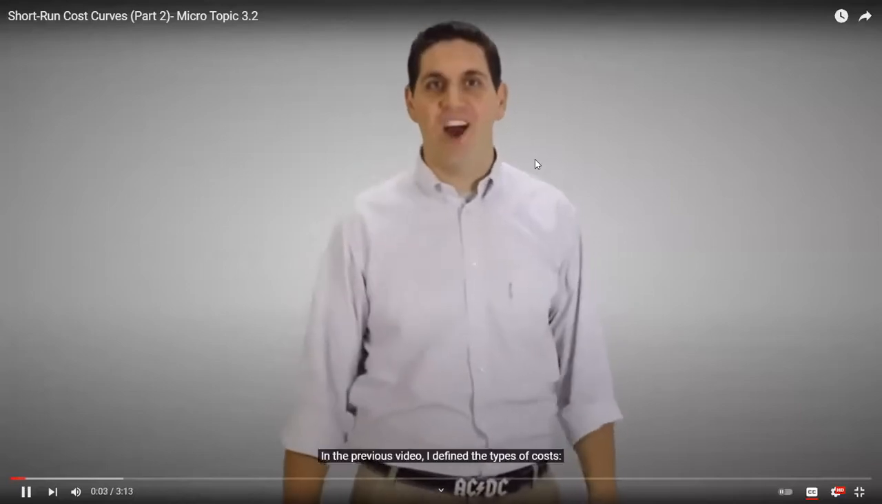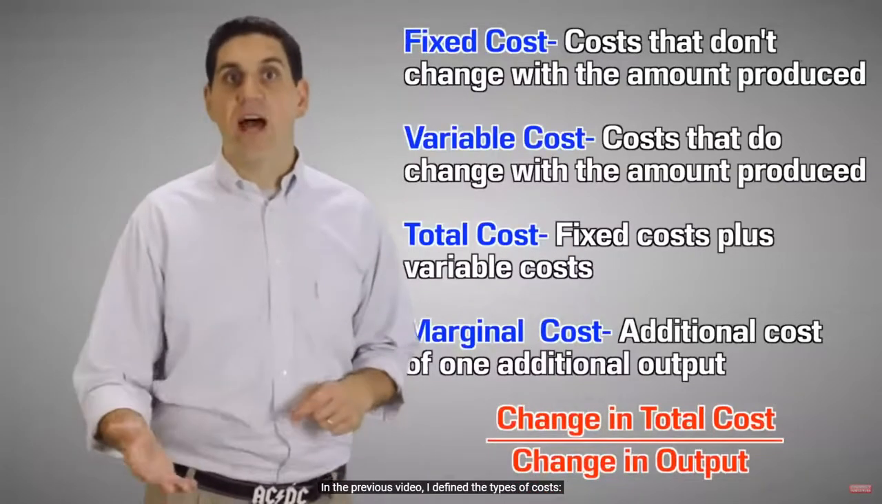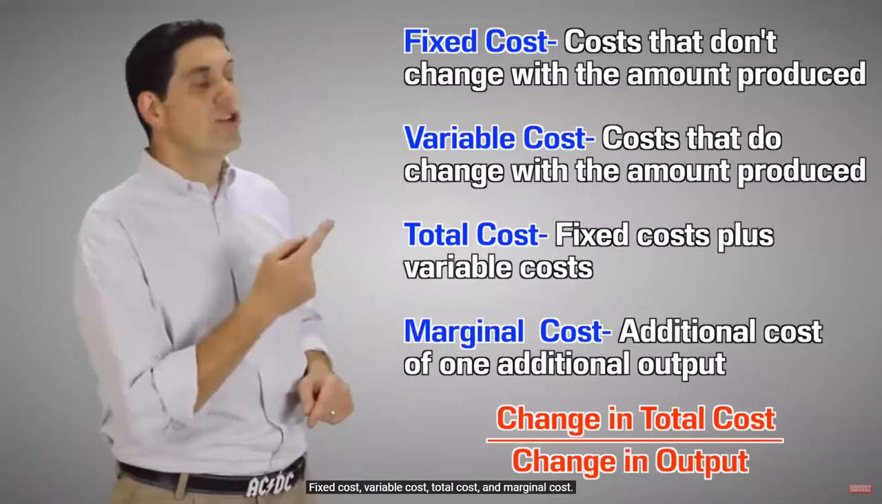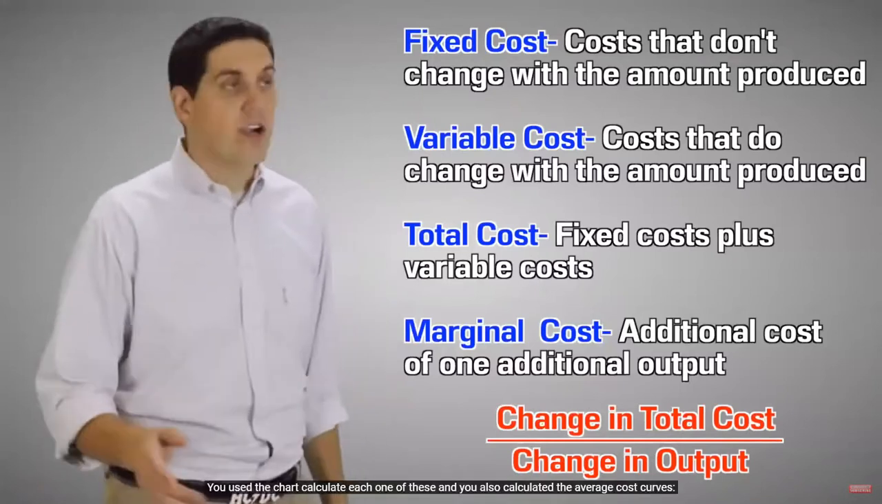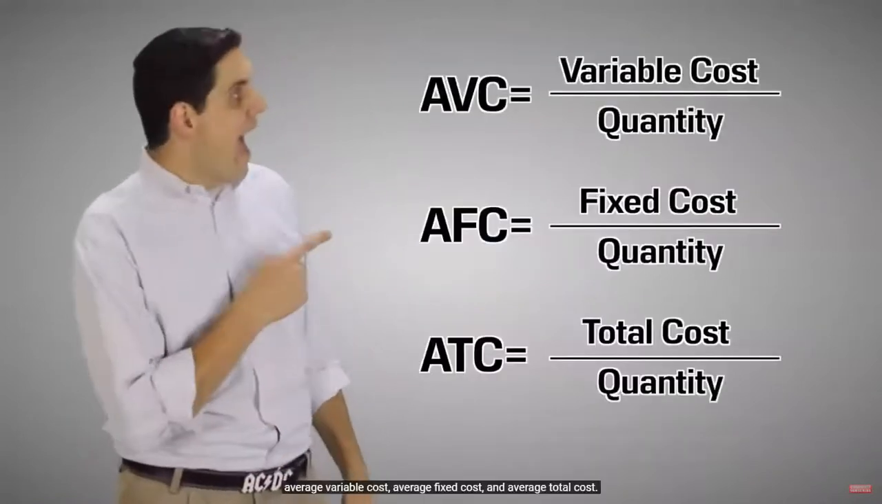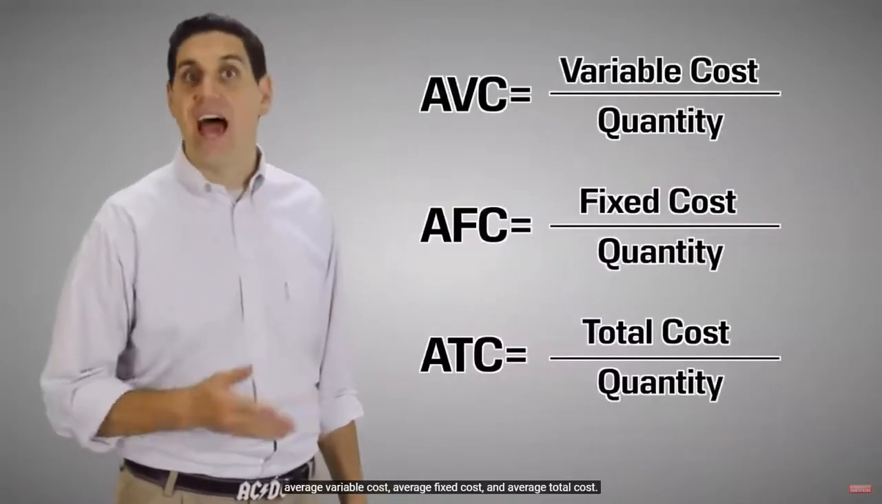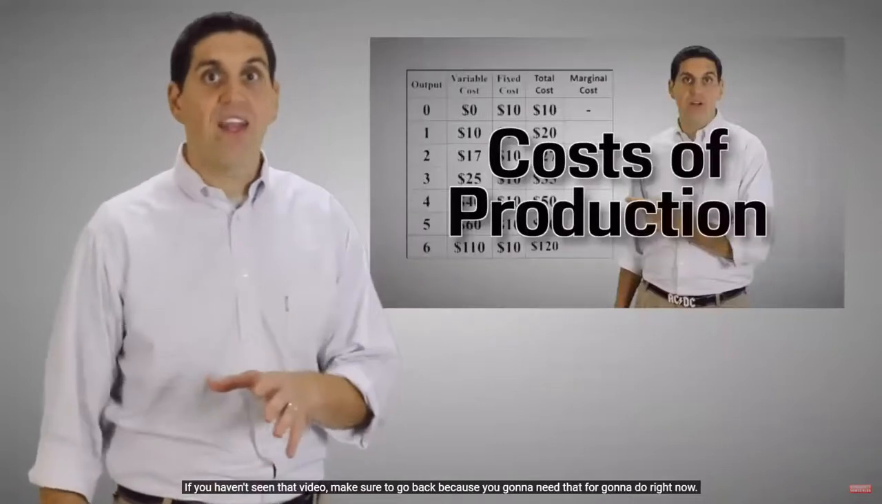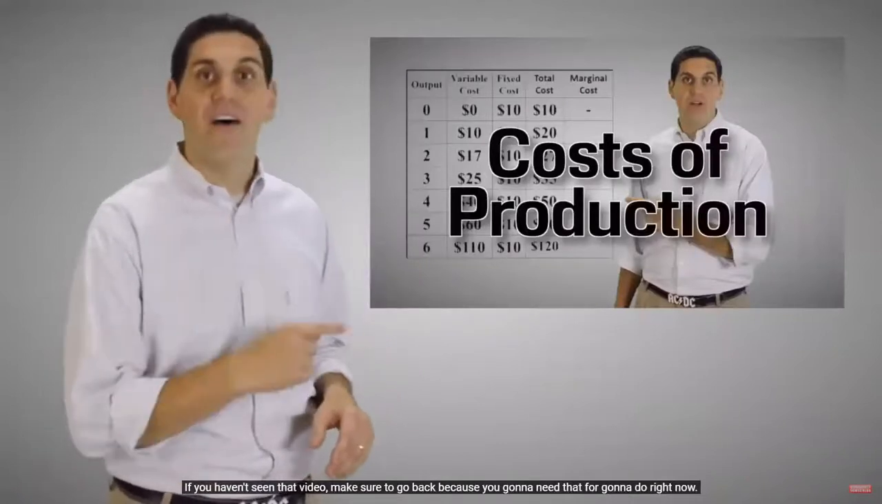Welcome to ACDC Econ. In the previous video, I defined the different types of costs: fixed cost, variable cost, total cost, and marginal cost. You used the chart to calculate each one of these, and you also calculated the average cost curves: average variable cost, average fixed cost, and average total cost. If you haven't seen that video, make sure to go back because you're going to need that for what we're going to do right now.